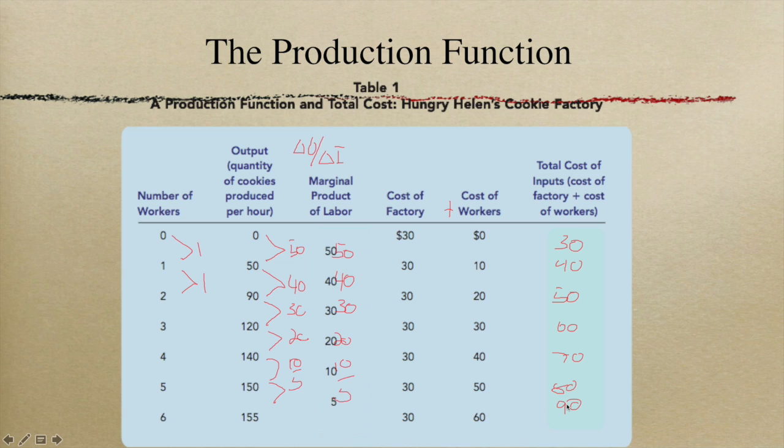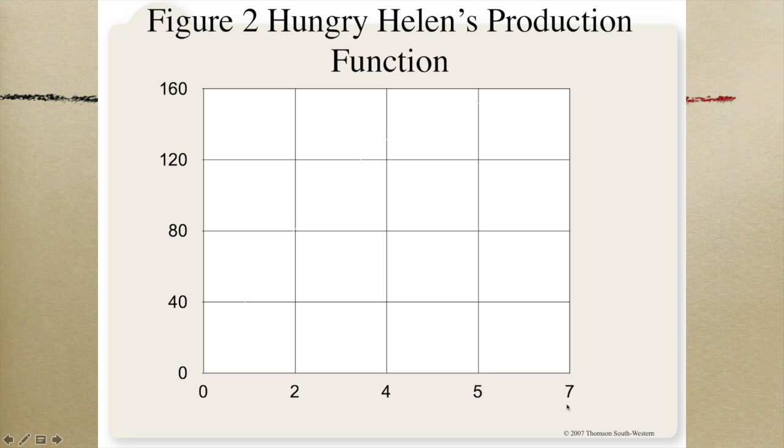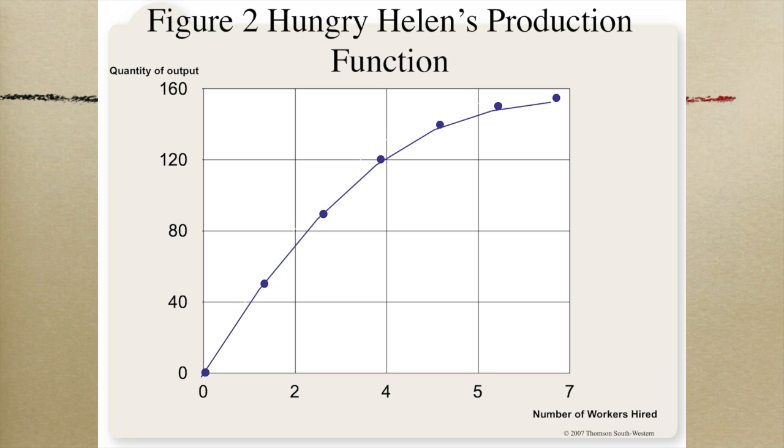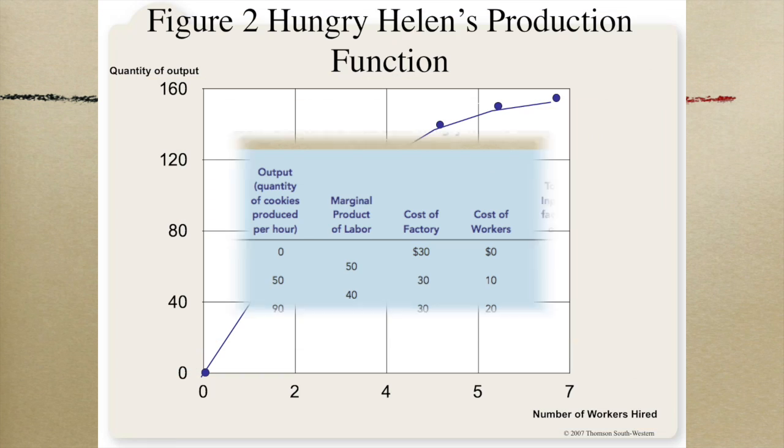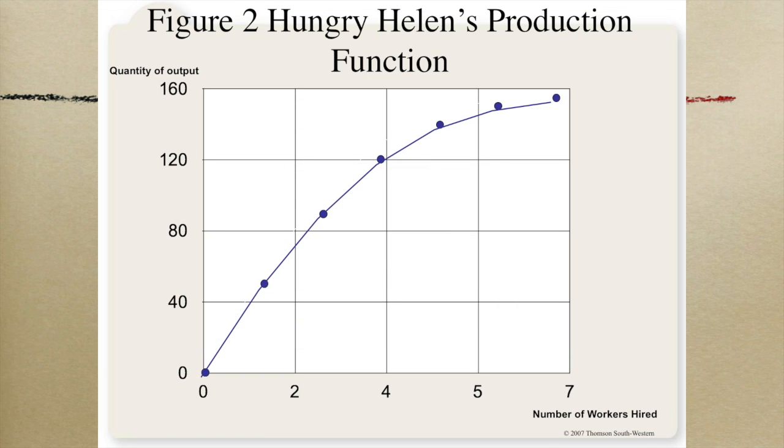Now, when I graph my firm's production function, it's going to look like this. The way I would describe this is it's increasing at a decreasing rate. So if I look, as I go from 0 to 1 worker, my first worker gives me 50. As I go from 1 to 2, that worker gives me 40, and then 30, and so on and so forth. So it's increasing, but it's increasing at a decreasing rate.